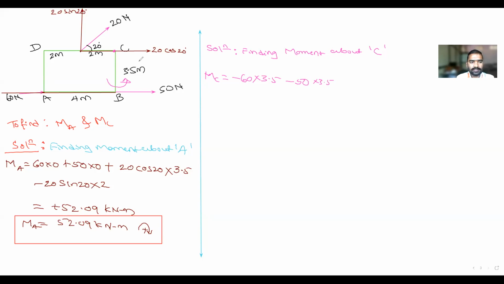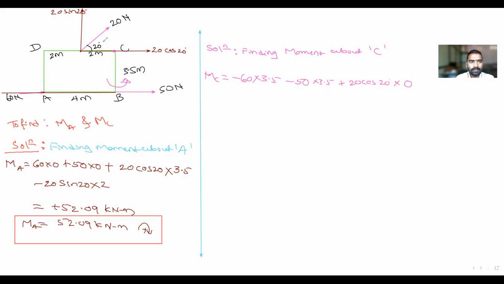Next, roll number 21 to 30. Which force do I need to consider next? There is no force at C. When you come here, there is a horizontal force 20 cos 20. Is it producing any moment? No, because it is passing through the point C. The line of action of the force passes through C. So I will write plus 20 cos 20 times 0. If you are not writing that, it is also okay, but you should know why you are not writing it.